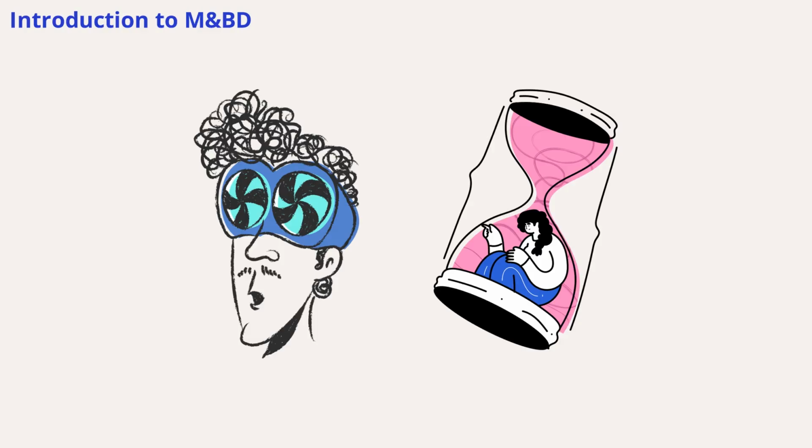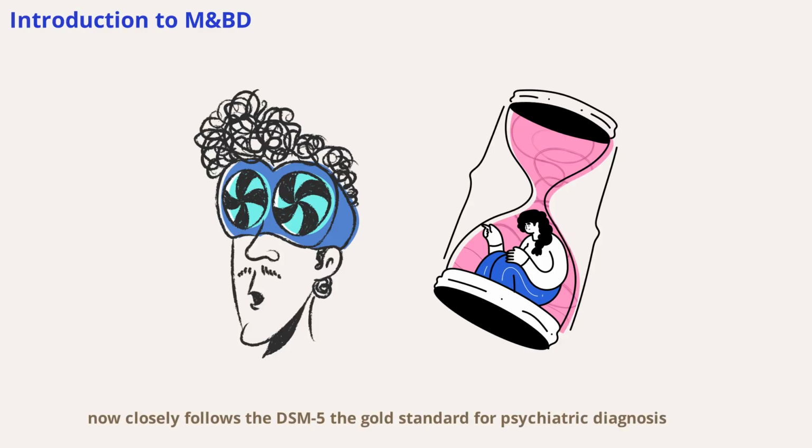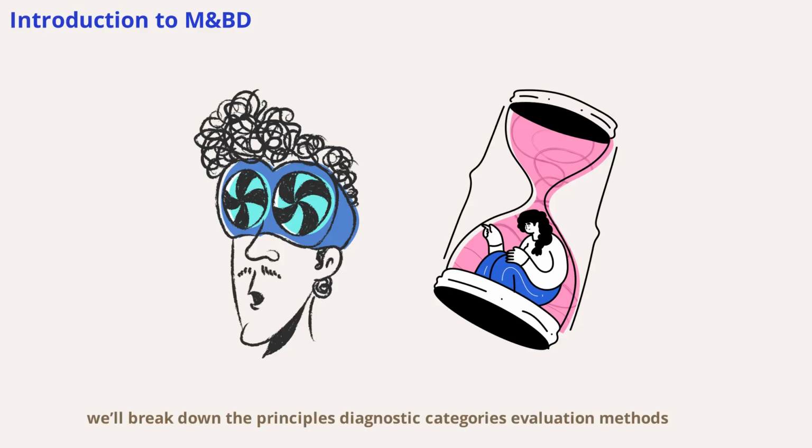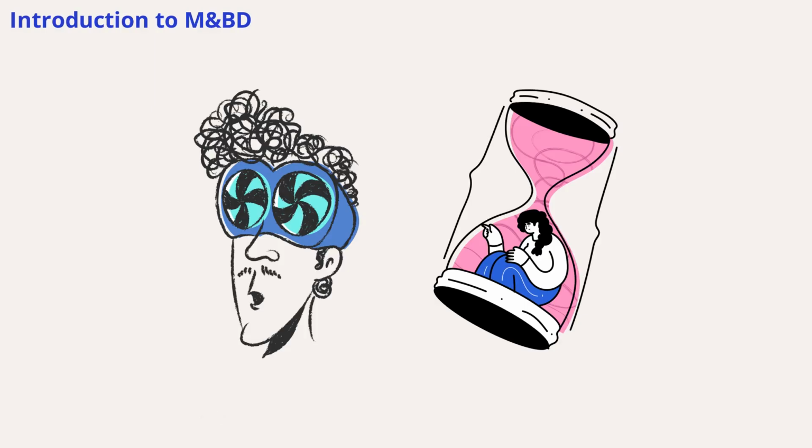The American Medical Association's Guides, 6th edition, now closely follows the DSM-5, the gold standard for psychiatric diagnosis. This ensures that assessments are consistent and based on the most up-to-date criteria. Throughout this video, we'll break down the principles, diagnostic categories, evaluation methods, and impairment rating systems used for M&BD. Let's begin by understanding why following the DSM-5 is so crucial in this field.